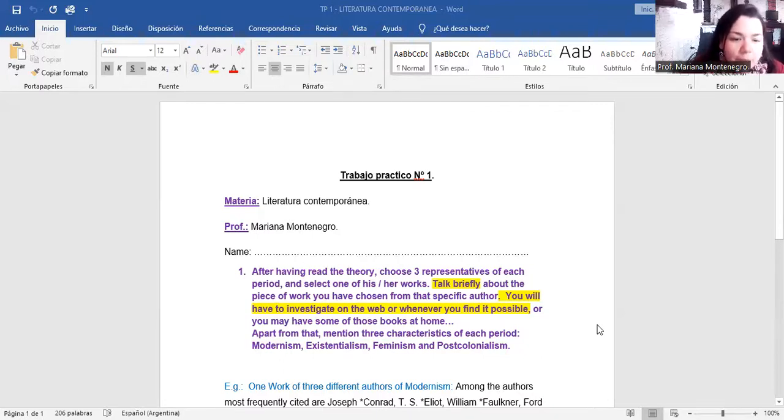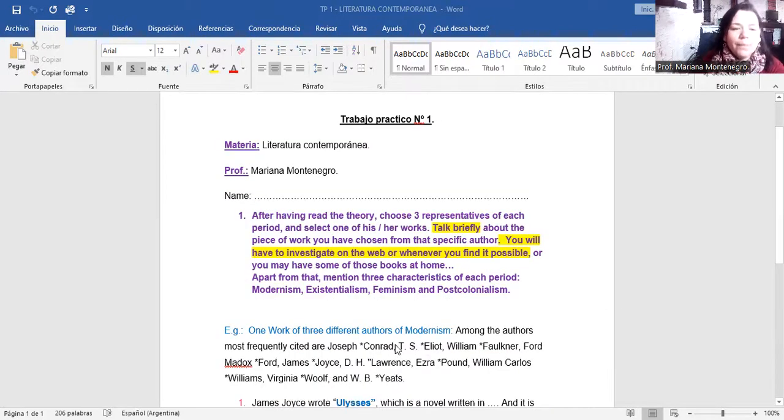Apart from that, mention 3 characteristics of each period: modernism, existentialism, feminism, and post-colonialism. For example, one work of 3 different authors of modernism. Among the authors most frequently cited are Joseph Conrad, T.S. Eliot, William Faulkner, Ford Madox, and that's it.